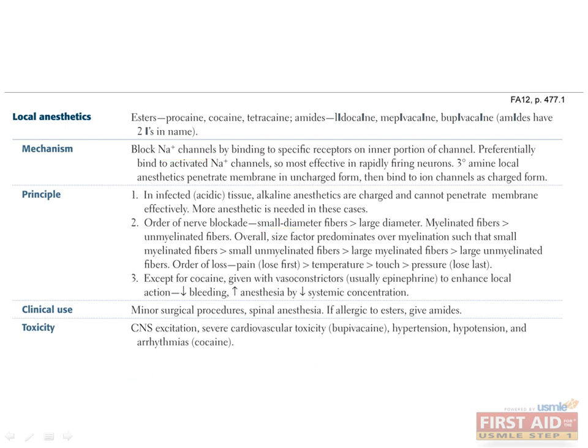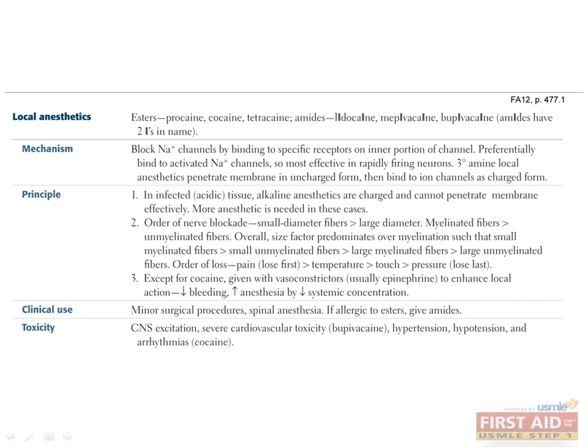Local anesthetics are commonly given with epinephrine to enhance their local effects. What does the epinephrine do? Well, it causes vasoconstriction, so by decreasing the amount of blood flow to the area, you're decreasing the washout of the anesthetic. Cocaine is naturally vasoconstricting and is sometimes given in these situations.